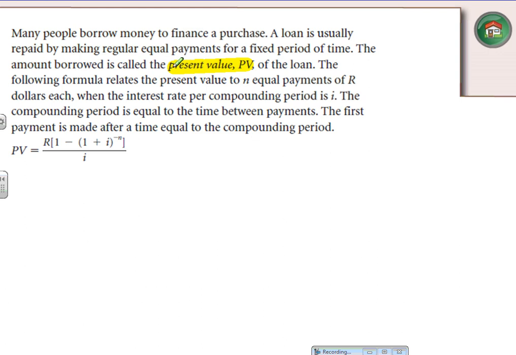The following formula relates the present value to n equal payments of R dollars, when the interest rate per compounding period is I, the compounding period is equal to the time between payments, and the first payment is made after a time equal to the compounding period. Blah, blah, blah. The quick thing you have to know is this is the formula that we can use. Again, not something you need to memorize. It will be given to you. You just have to be able to use a formula.